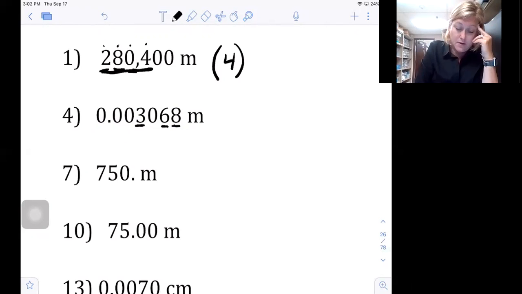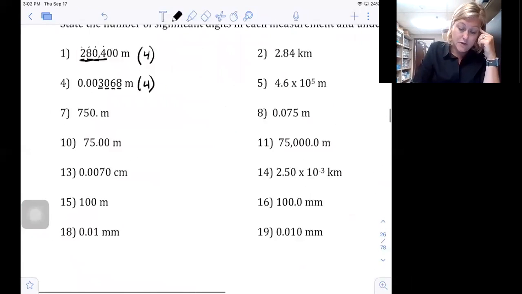Now, what about this 0 right here? Does that 0 count? And I hope you say yes because it's sandwiched. So I got 4, okay? All right, so that's how you do this top section. So make sure you finish that.